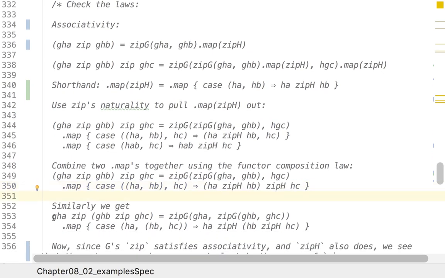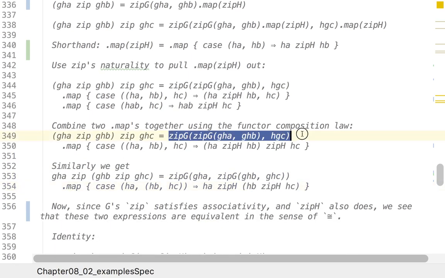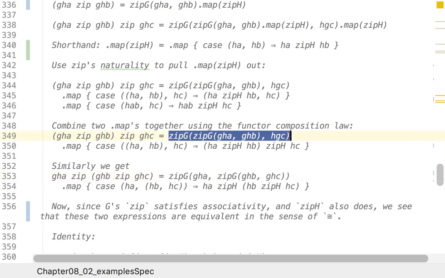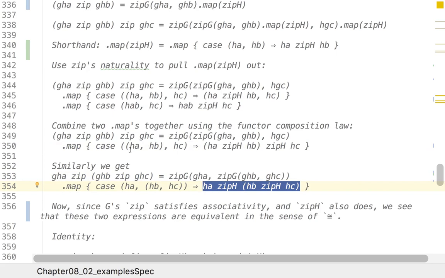And so when we do the same computation for this expression, we get a similar function with parentheses in the other place. And if we compare these two, we see that these are equivalent because the G functor satisfies associativity, and these are equivalent because the H functor satisfies associativity, and these are just equivalent by definition. And so we have found that the equivalence holds.